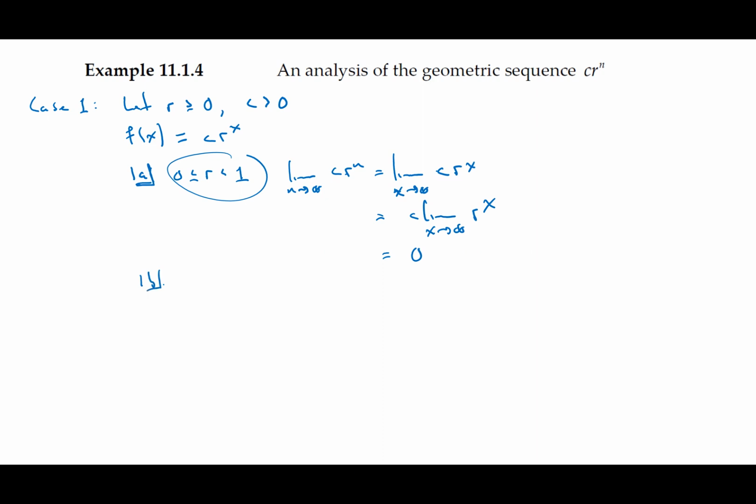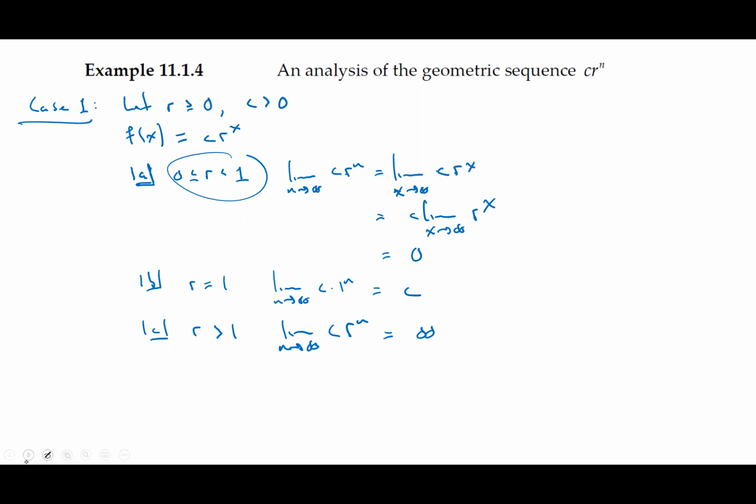Well, how about case 1b? What's another possibility for values of R? Well, R could be equal to 1. Well, this doesn't seem too terribly interesting. That's C times 1 to the n. That's just C, right? And then the last case would be if R is greater than 1. Well, if R is greater than 1, then notice that R to the n is growing without bound. So we get infinity, okay? So this is our case 1.